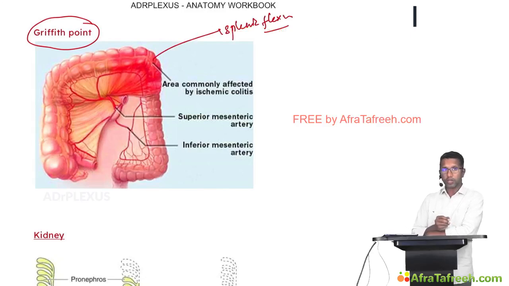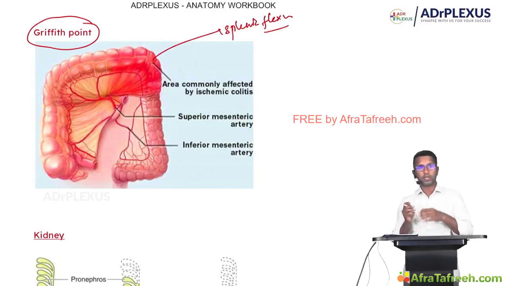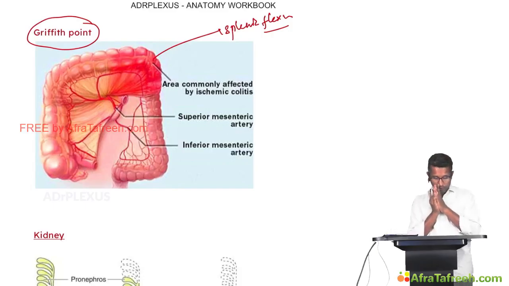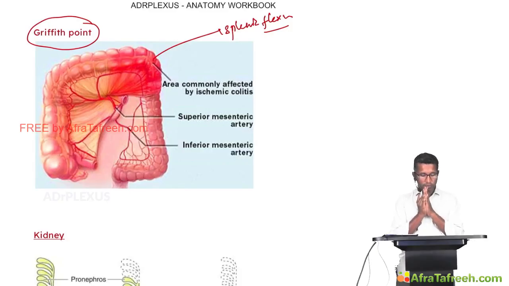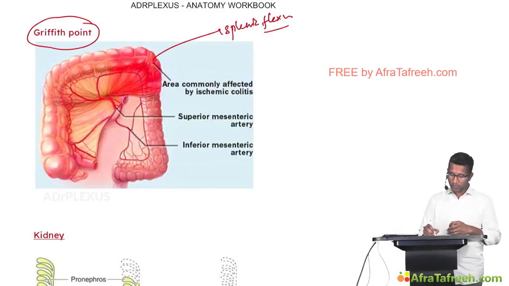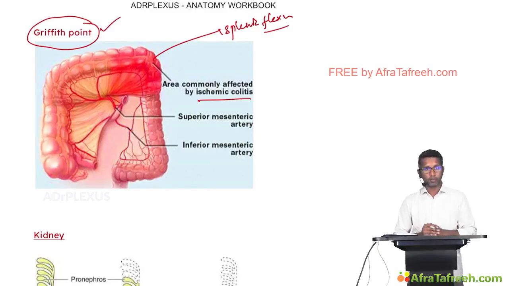So it is a junction of the superior mesenteric artery and the inferior mesenteric artery. The anastomosis is poor here, so this junction can easily go in for ischemic colitis. That junction is called Griffith point.